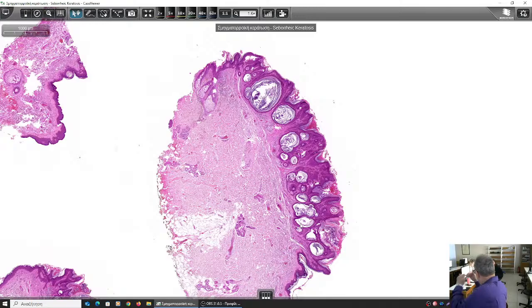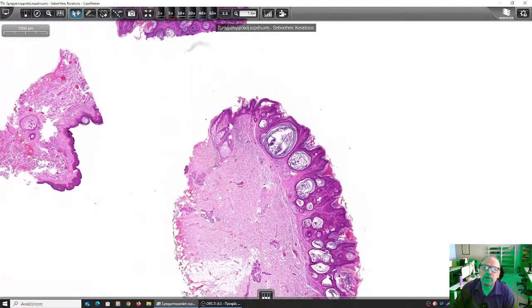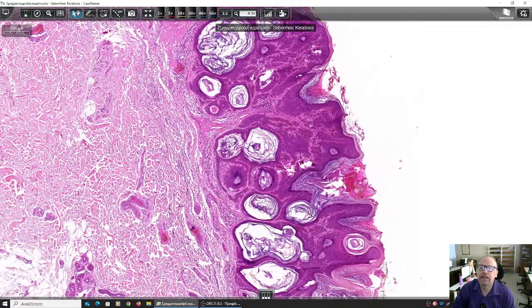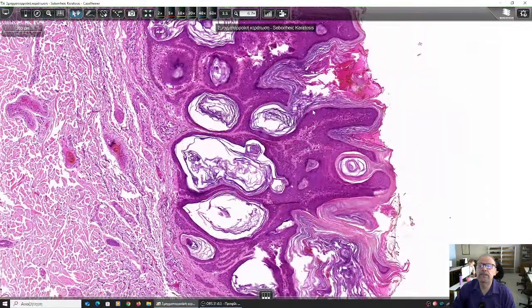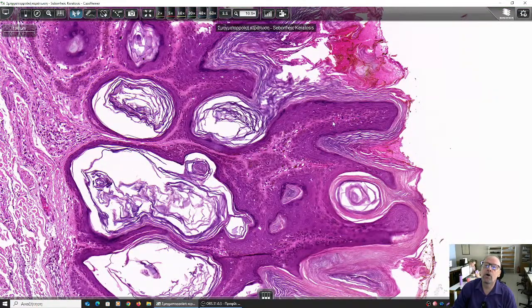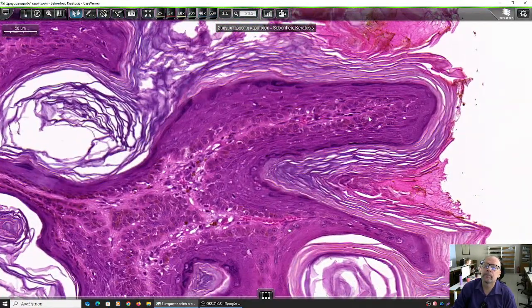So you see the level of the epidermis. This is upwards. This is the level of the epidermis here and here. You see the two levels of normal epidermis. So it grows upwards. Now let's have a look at the cells. What are these structures here? You see, they have a fibrovascular core. The fibrovascular core.